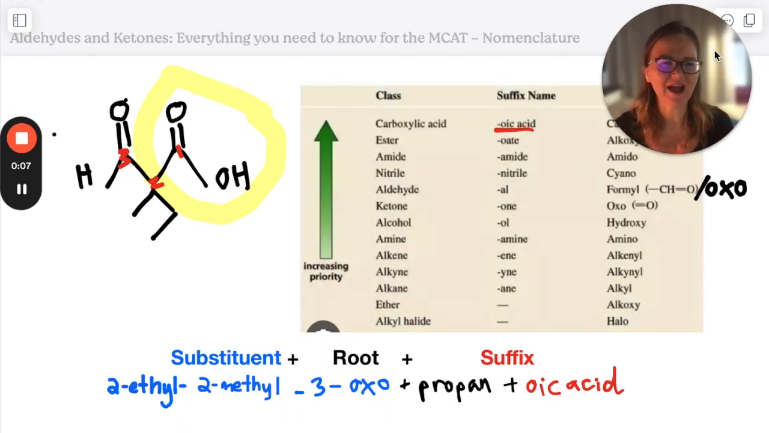So far we've covered how you name aldehydes and ketones that only have single bonds. But what happens if you have molecules with aldehydes and ketones that have double bonds? In other words, if you have alkenes, how does naming change when you introduce those double bonds?